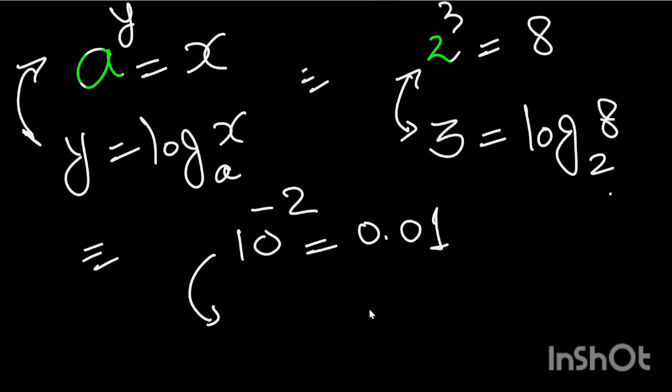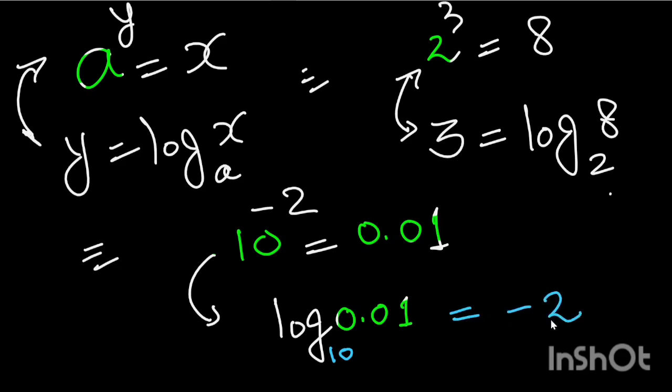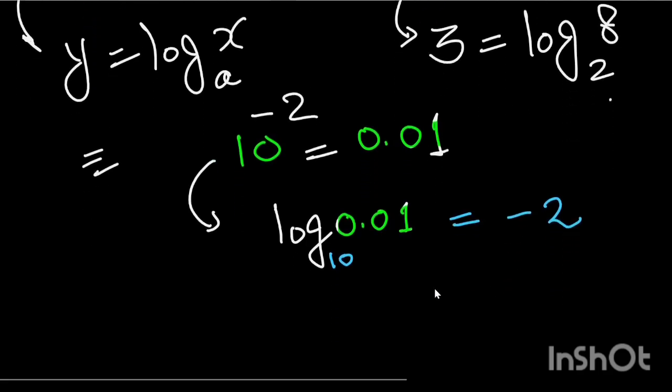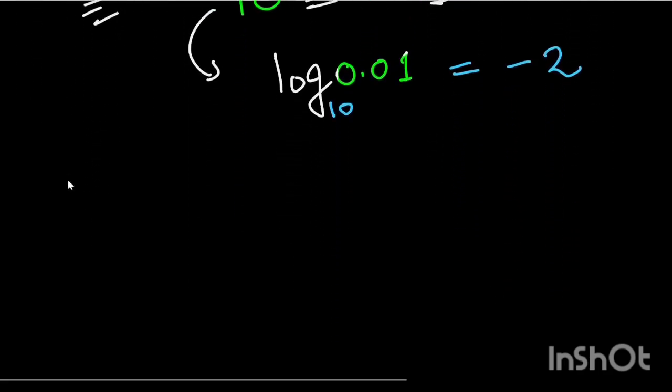So this 0.01, it is x, so it will come in front of logarithm as an argument, 0.01. This 10 is the base, so it will come just below log, like this, and the value, the power, will come as an outcome, as an answer, which is -2 here. Okay, so this is the log form, this is the exponential form, both are mutually convertible.